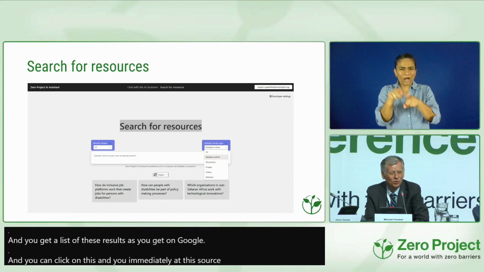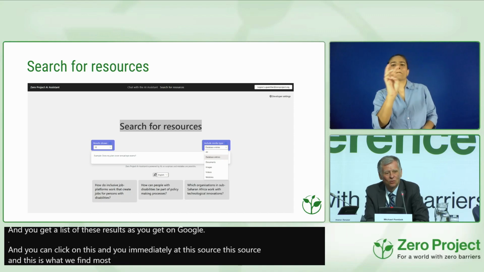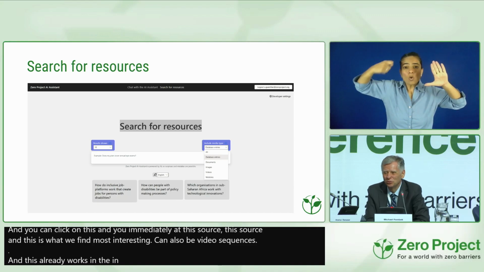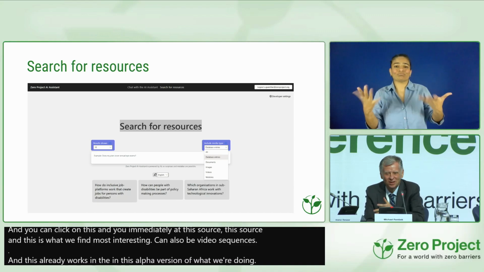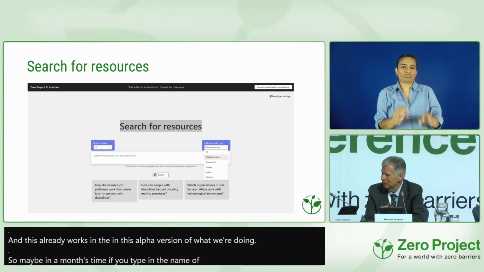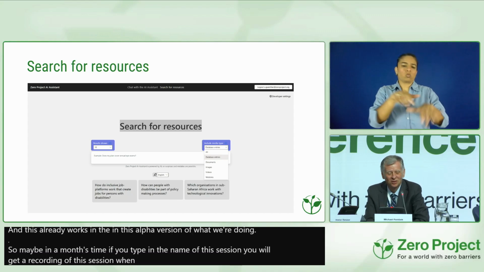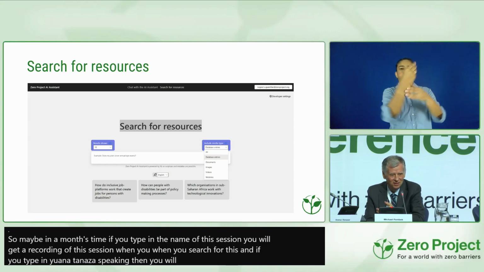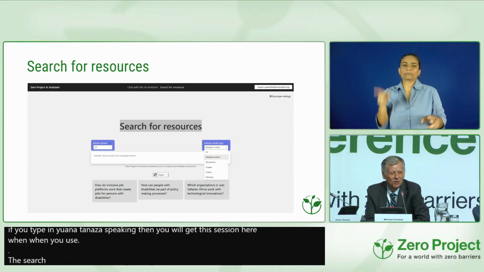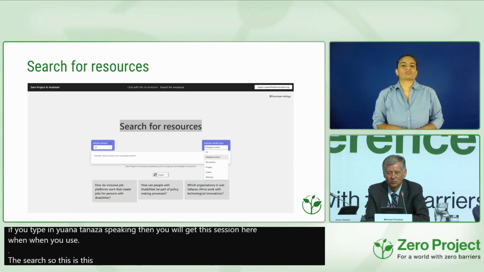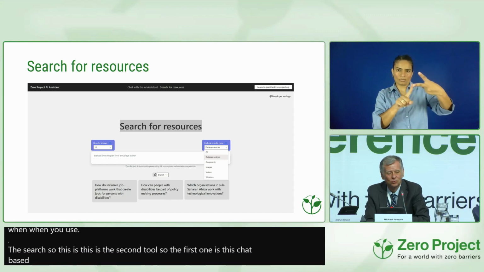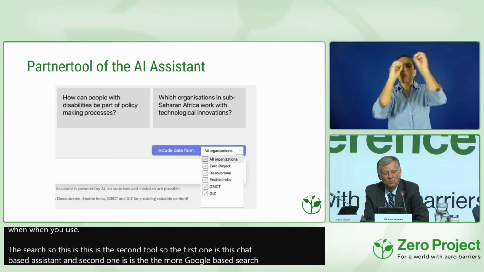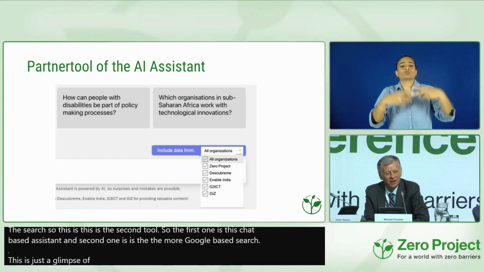This source, and this is what we find most interesting, can also be video sequences, and this already works in this alpha version of what we're doing. So maybe in a month's time, if you type in the name of this session, you will get a recording of this session. And if you type in Ioana Tanase speaking, then you will get this session when you use the search. So this is the second tool. The first one is this chat-based assistant, and the second one is the more Google-based search. This is just a glimpse of the vision that we're having with this.